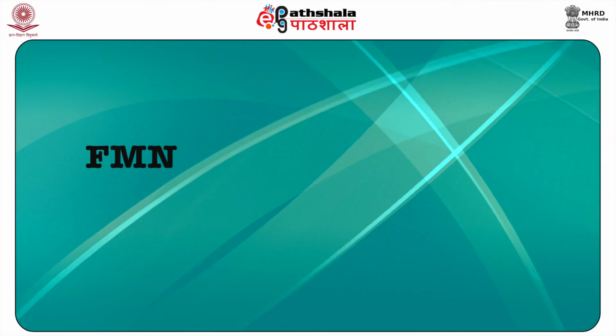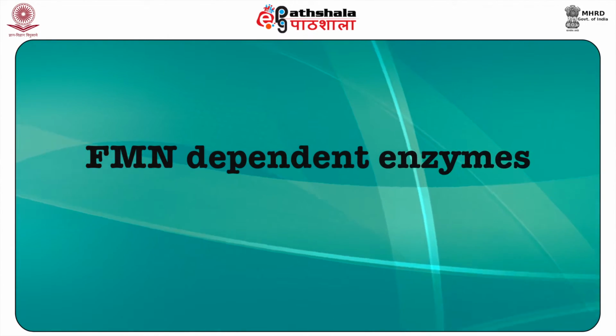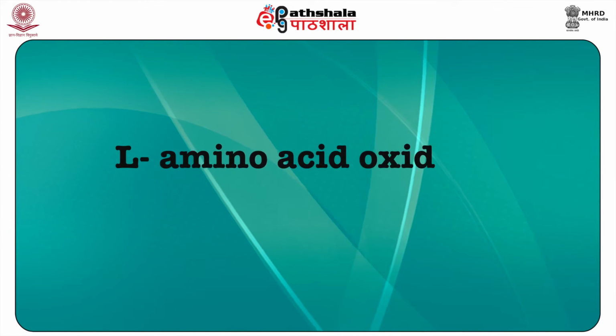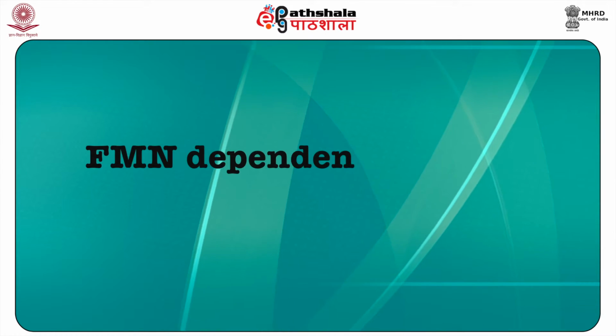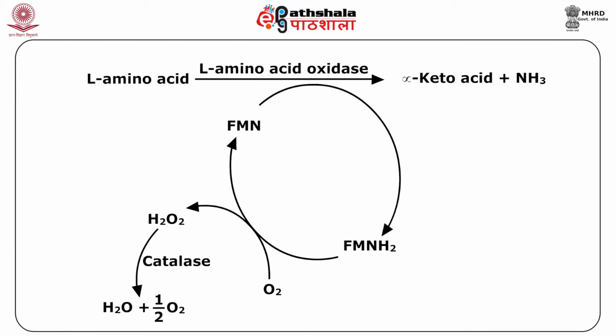FMN dependent enzymes. L-amino acid oxidases are the first category of FMN dependent enzymes. These L-amino acid oxidases catalyze oxidative deamination of amino acids, producing hydrogen peroxide, which is split by the enzyme catalase. Here we have given the reaction involved in the same.